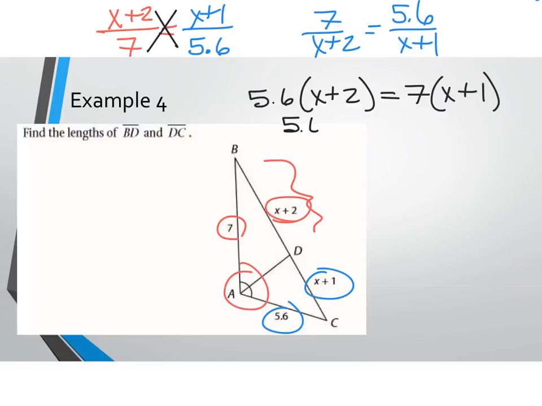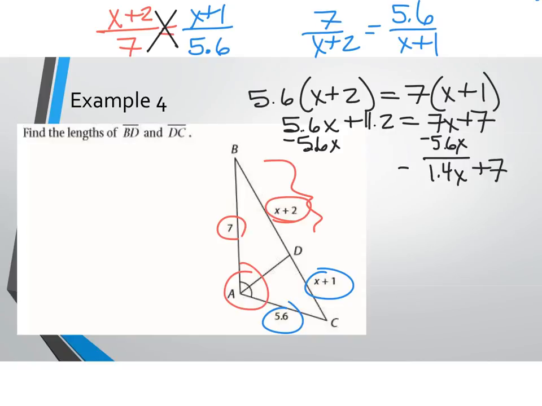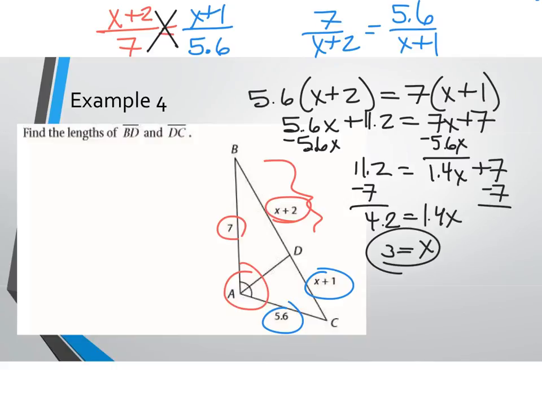This gives us 5.6x plus 11.2 equals 7x plus 7. I'm going to choose to move the 5.6x over to the right side by subtracting it. That leaves me with 1.4x plus 7 on the right-hand side and an 11.2 on the left. Now if I move my x's to the right, I'll move my 7 to the left. That gives me the equation 4.2 equals 1.4x. Do your division. You should have x equals 3.